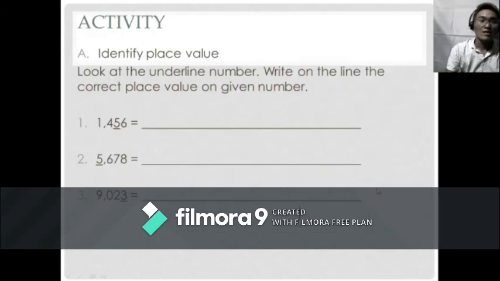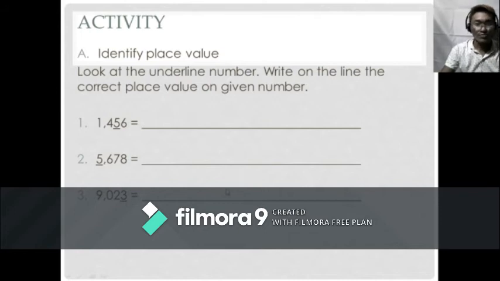Now, this time we need to identify the place value. So look at the underlined number and write on the line the correct place value of the given number. Number 1, the underlined number here is 5. What is the place value of 5 here? Then number 2, the underlined number is 5. Number 3, the underlined number is 3.